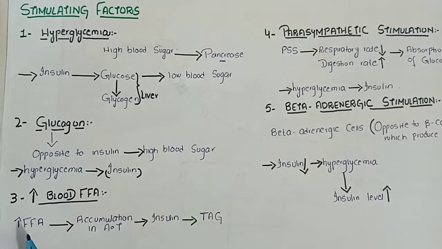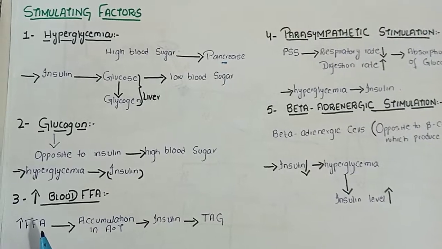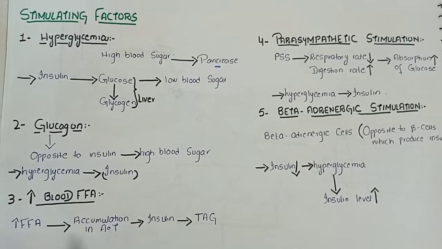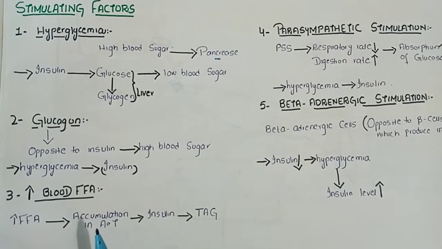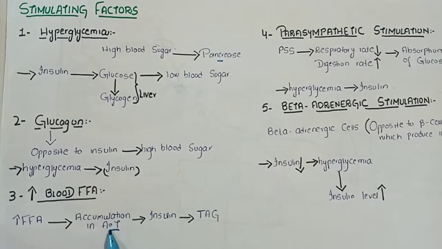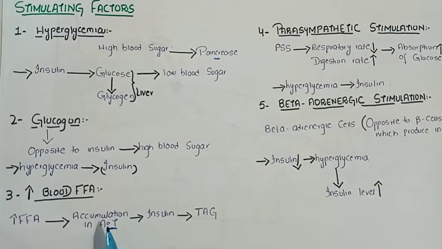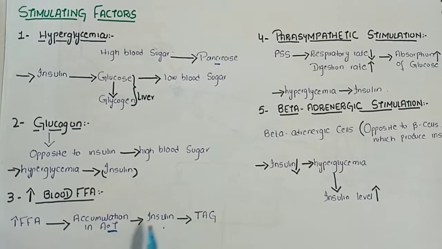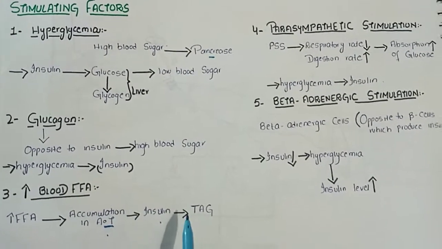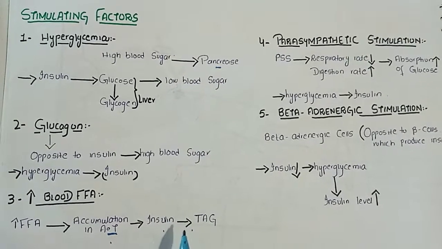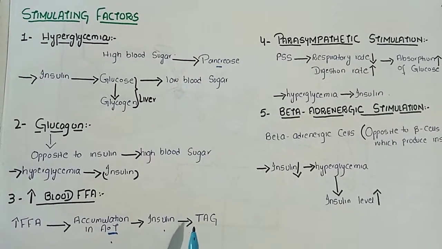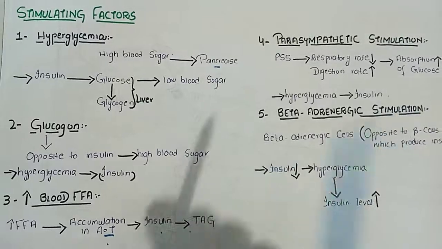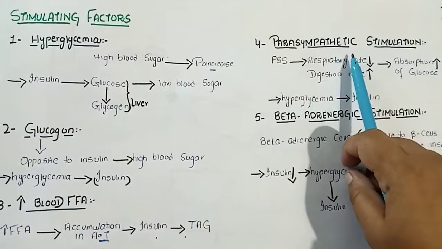When there is increased free fatty acid concentration, then there will be accumulation of the fatty acid within the adipose tissue, and this will stimulate the insulin to convert the fatty acids into the more good type of the fats known as the triacylglycerol. And the fourth effect is the parasympathetic stimulation.